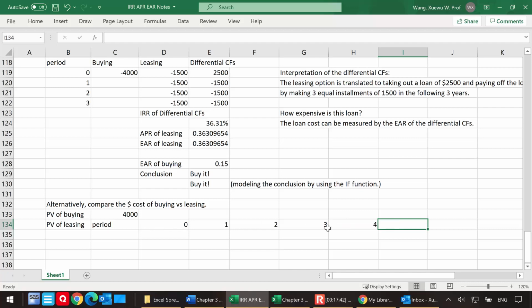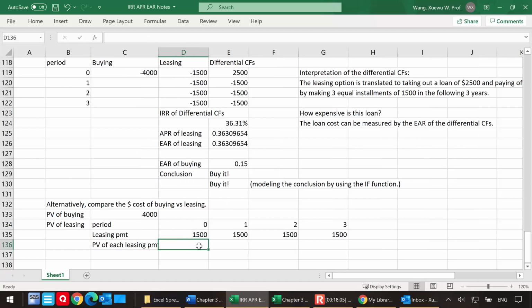And this is a very simple timeline. So I'm just going to manually type in the numbers. All right. So the cash flow, or I should say leasing payment per period. So today that's 1,500 and you're going to make 3 more leasing payments. So present value of each leasing payment. All right, so I'm going to look at the present value of each, and we don't have a discount rate here, but notice that if you're going to buy this, you have to pay 15%. So that's your opportunity cost, and that's your financing cost.